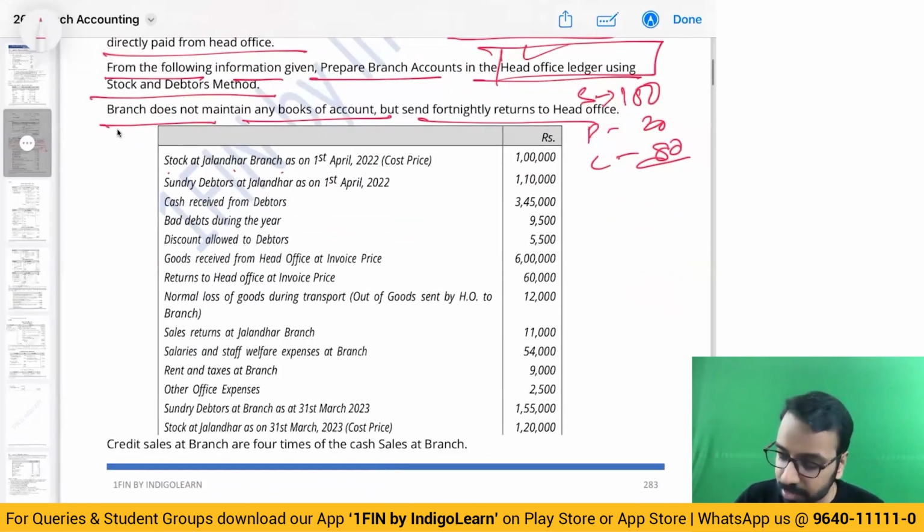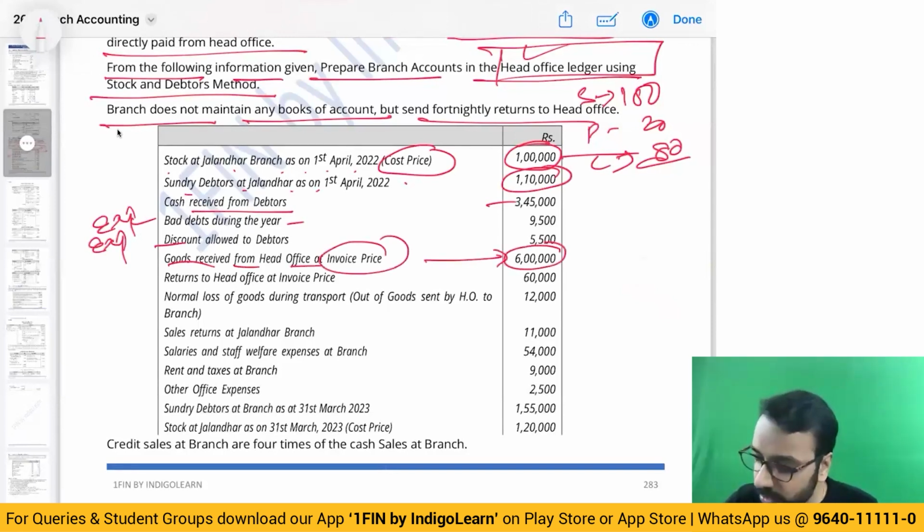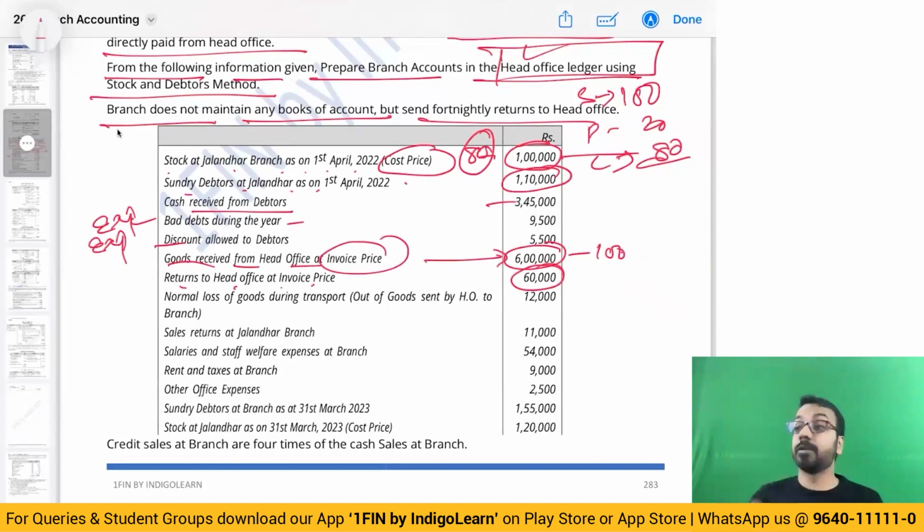Stock at Jalandhar branch as on 1st of April, cost price 1 lakh. That is 80. Sundry debtors at Jalandhar as on 1st of April, 1,10,000. Cash received from debtors 345. Bad debts. This will be our expense. Discount allowed also expense. Goods received from head office at invoice price 6 lakh. So this represents 100. This represents 80. Returns to head office at invoice price. Okay. So be careful. Sometimes in the examination, they will say goods received at invoice price, returns at cost.